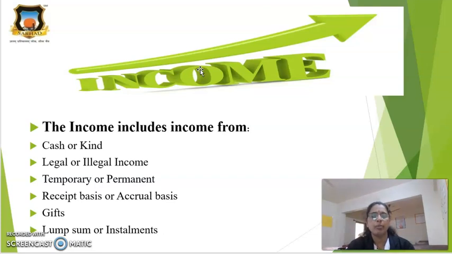The concept of income is very important. The term income is inclusive and not exclusive. It shall include not only the items which are specifically mentioned in section 2(24), but also those which can properly be interpreted. As per this definition, income includes the following items.